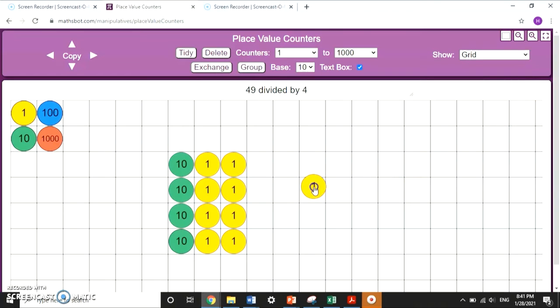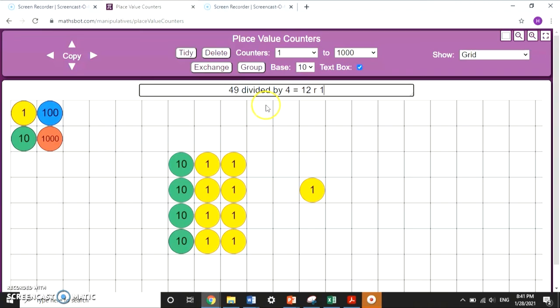Now, just like Whitney, I've got one counter left over. I can pop it in a group, but then it doesn't make them equal, and remember, division is all about equal groups. I can't exchange it down to help me at the moment, so I say that I have a remainder. You've probably heard that word before. In this case, 49 divided by 4, I've got 1 ten and 2 ones in each group, so that's 12, with a remainder of 1.